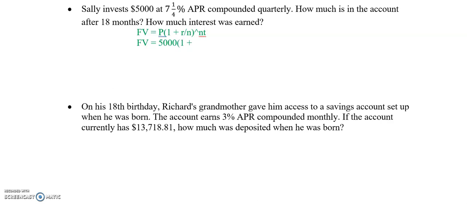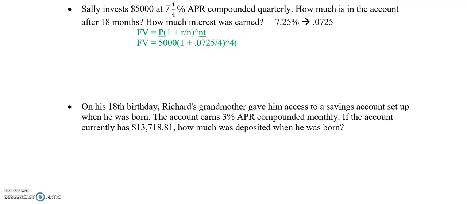Now, when we get to R, notice that the R we are given is 7.25% right now. So the first thing we have to do is change that percent into a decimal. 7.25%, to write that as a decimal, we're going to move the decimal point 2 places to the left. So we get that our R value in this case is actually 0.0725. Our N value, well, we're told it's compounded quarterly, so our N value is going to be 4.